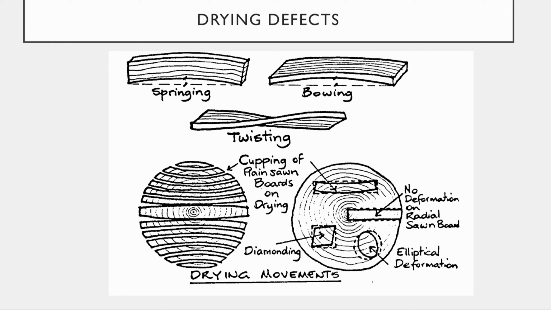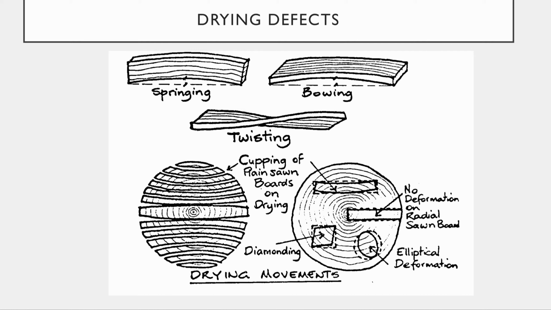And there's an additional image of the cupping that can be expected, especially in a plain sawn log, and you can see then how where the board comes out of the log would affect whether or not you would see cupping and how much. So those upper and lower boards would get the most cupping.